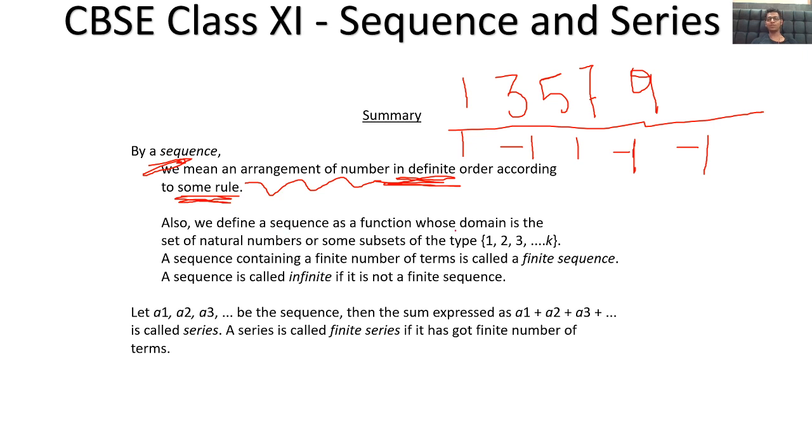We also define a sequence as a function whose domain is a set of natural numbers or some subset of the type 1, 2, 3 till the kth term. A sequence containing a finite number of terms is called a finite sequence, and a sequence is called infinite if it is not a finite sequence. For example, 1, 3, 5, 7, 9 has only 5 terms. But what if the list can keep on going till infinity? Then this sequence would become an infinite sequence.